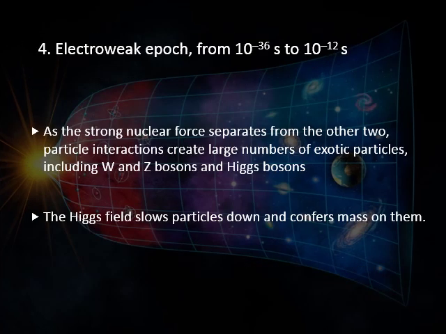The fourth step is the electroweak epoch, from 10 to the power minus 36 seconds to 10 to the power minus 12 seconds. As the strong nuclear force separates from the other two forces, interactions create a large number of exotic particles, including W and Z bosons and Higgs bosons. The Higgs field slows particles down and confers mass on them.